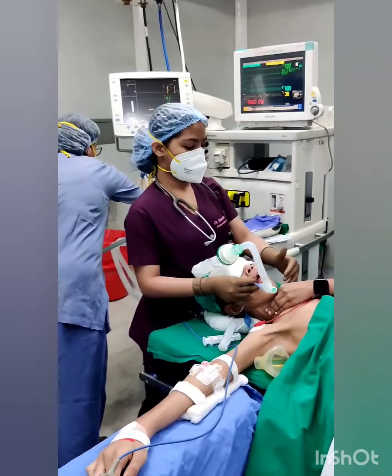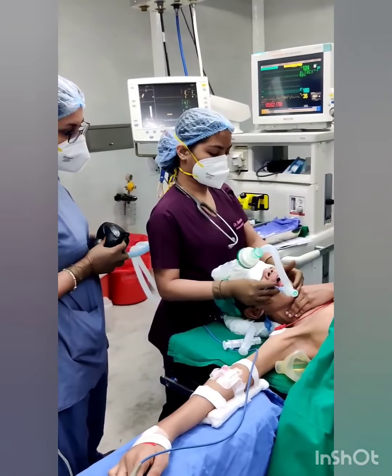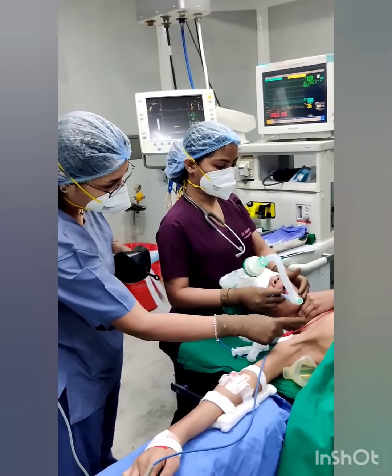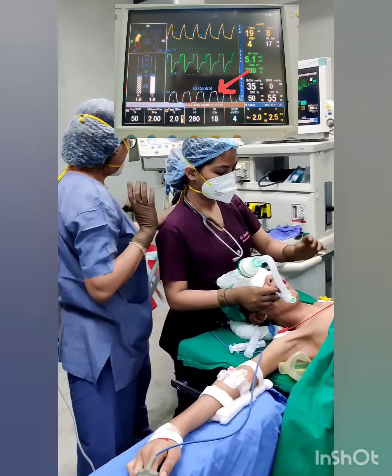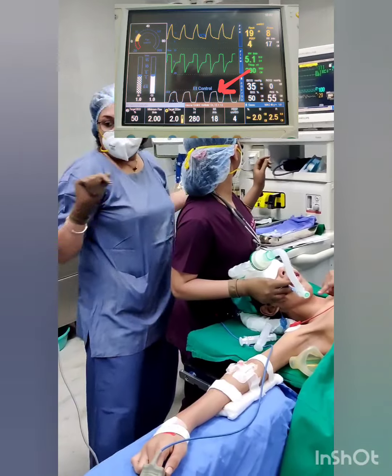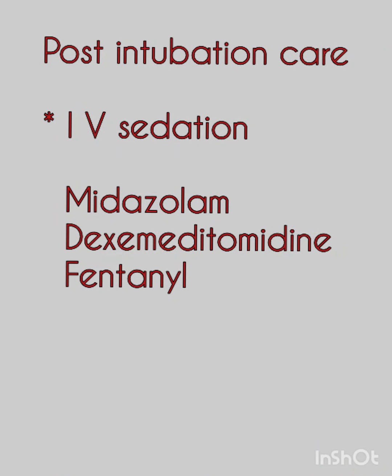Confirm the correct placement of the endotracheal tube using end-tidal CO2 waveform and bilateral chest rise, and then release the cricoid pressure. Secure the endotracheal tube and confirm the patient's vitals are stable. If you have used succinylcholine, then the patient is likely to start making breathing attempts in 5 to 10 minutes, or if rocuronium, then in about 60 minutes. Start IV sedation using midazolam, dexmedetomidine, or fentanyl to prevent awareness in the child.